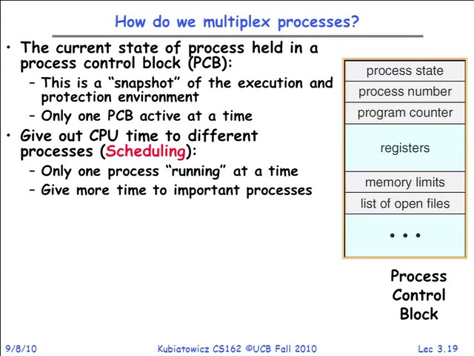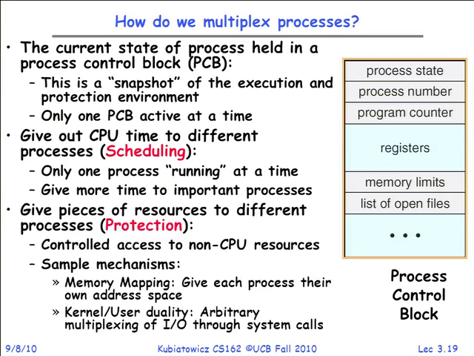Deciding how to make sure that resources assigned to one process don't get used by another process, that's protection. Okay, and that's a different part of this whole process abstraction, and it's about controlling access to non-CPU resources. So for example, memory mapping, that's the actual translation, is the way we do protection for memory. Basically, I/O we protect with the kernel user duality, which basically says that in order for the user to use an I/O resource, they have to go into the kernel, and the kernel makes sure not to let one user use somebody else's resources.